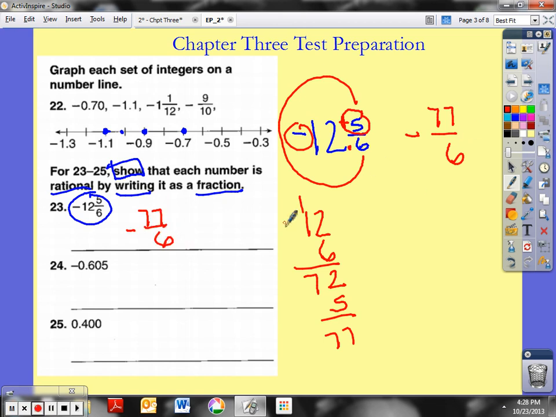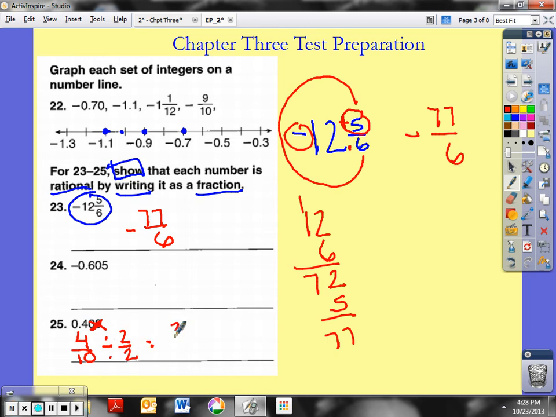If I take a look, I'm going to skip 24 and go to 25. This says 4, but we have 400 thousandths. But these zeros really don't mean anything. There's no value to them, so I just write it as 4/10. But I want you guys to start simplifying fractions. 4/10, what's their greatest common factor? It is 2, so I'll divide it by 2 halves.